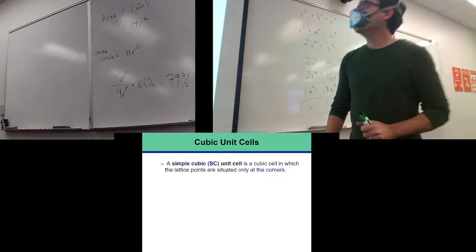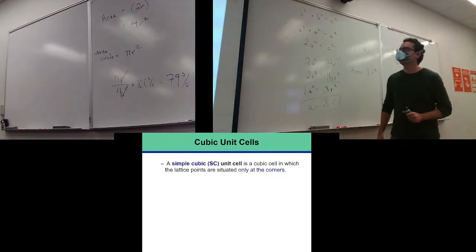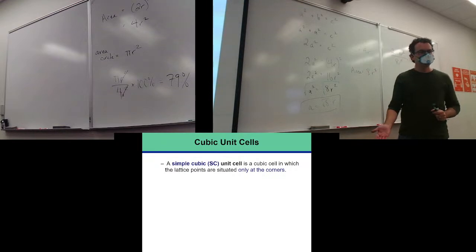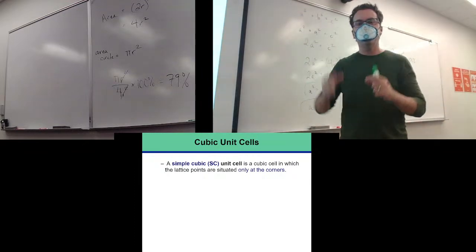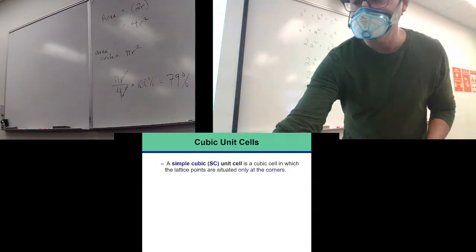And so again, we're going to only focus on cubic unit cells. So simple cubic, sometimes also called primitive cubic. This is the one that's the most simple. This is the one where you only have atoms at the corners.